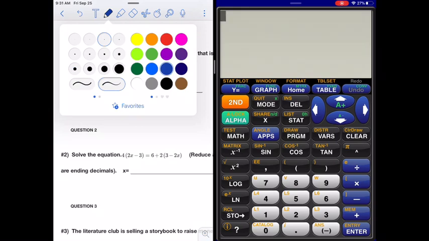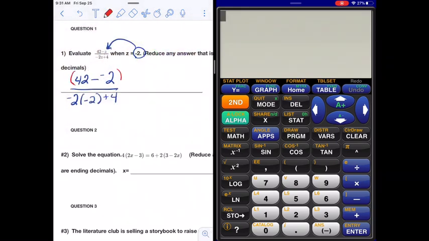So what I'd like to do is put all of this into your calculator. We're going to put parentheses around the top and the bottom. So left parentheses, 42 minus and negative 2, close your parentheses, divided by left parentheses, negative 2 times negative 2 plus 4, close your parentheses. We're going to press enter. I got 5.5, but it says reduce any answer that is a fraction.